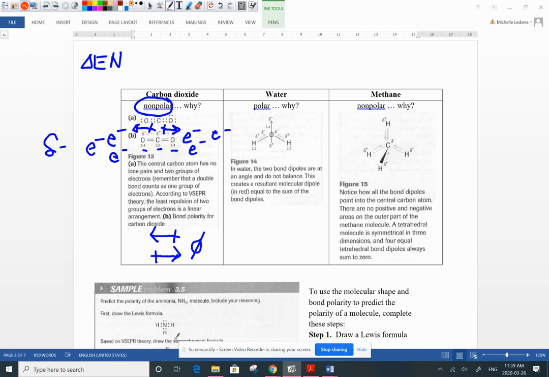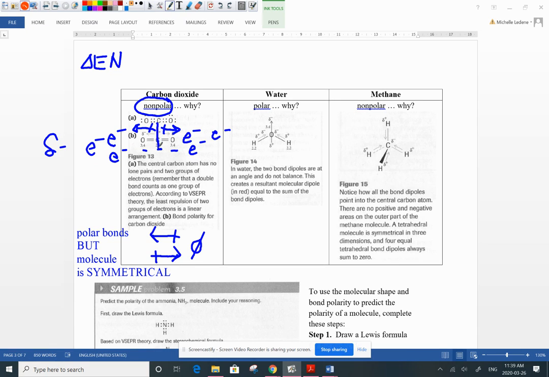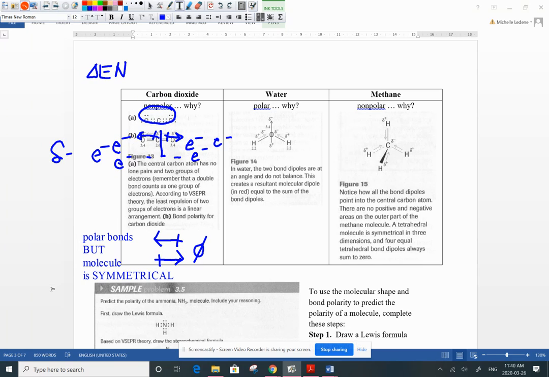So that means that this molecule, even though it has polar bonds, the molecule itself is what we call symmetrical. If you imagine the evenness of the molecule and split it right down the middle, it has an oxygen on either side. It's got the same atoms on either side, same electronegativity difference, and this molecule is symmetrical. Therefore, if it is a symmetrical molecule, it is non-polar. So that is why it is a non-polar molecule.